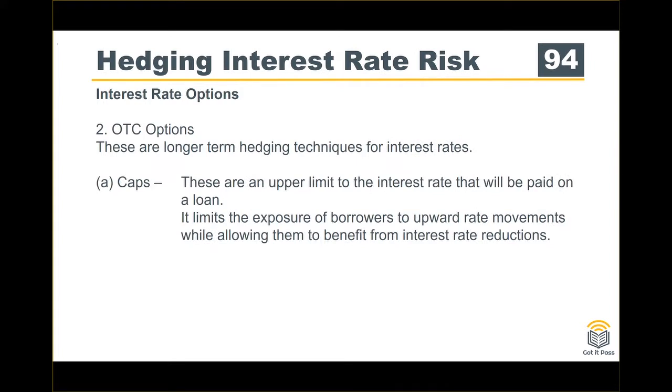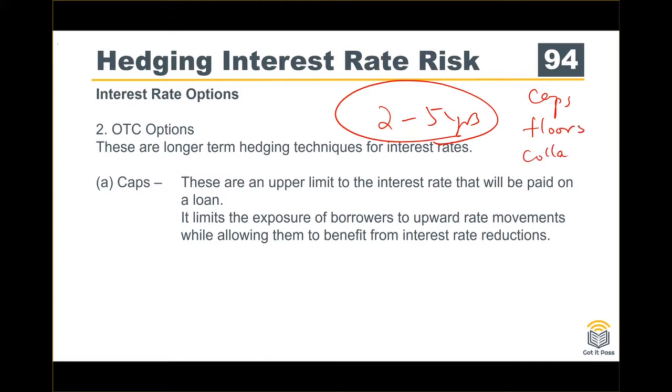So the other thing we'll talk about is the OTC, over-the-counter option. For over-the-counter options, we have a different category to be shared. These are longer term hedging techniques for interest rate, usually more than 1 year, maybe you say 2 to 5 years. Then we are going into 3 types: caps, floors, and collars. For caps, there is an upper limit to the interest rate that will be paid on a loan.